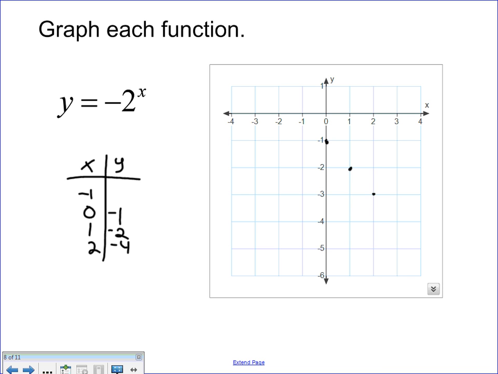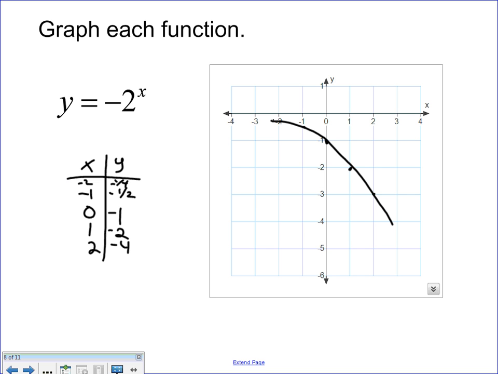At negative 1, normally I'd get 1/2, now I'm going to get negative 1/2. And at negative 2, I get negative 1/4. Okay, so that's my graph here. I'll sketch that in.